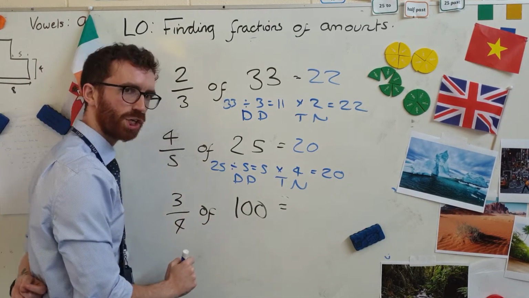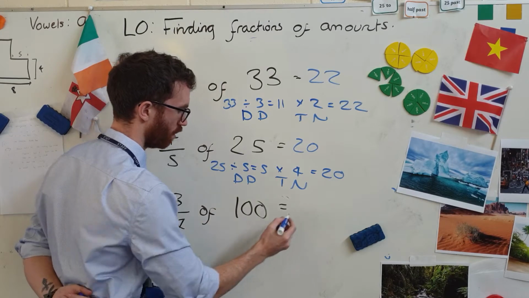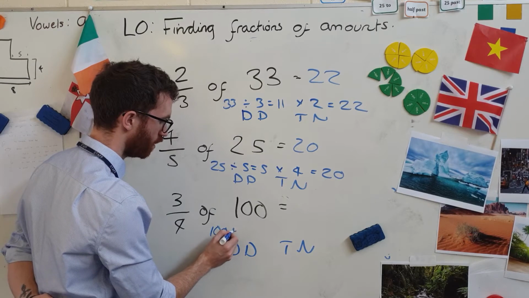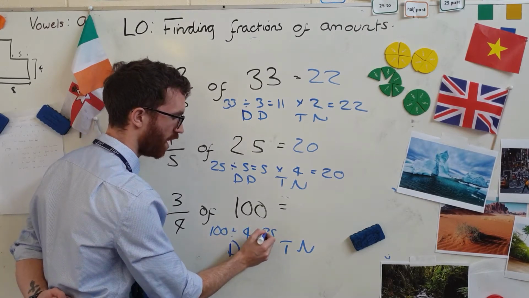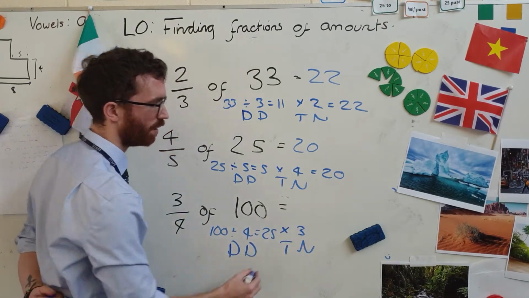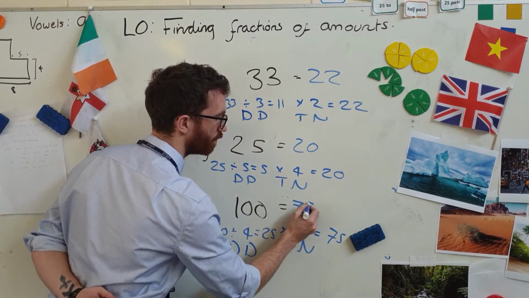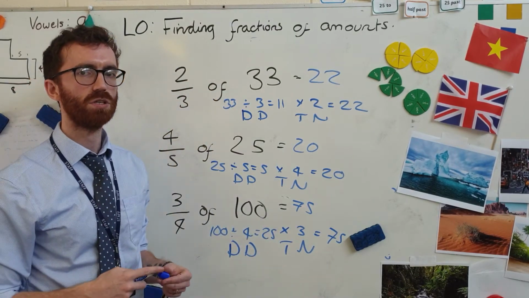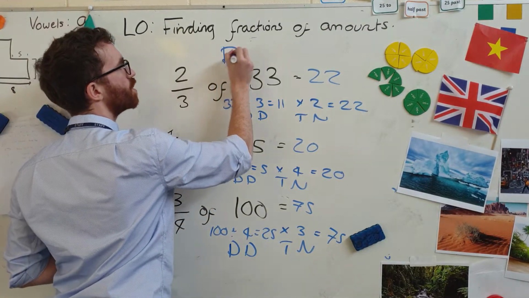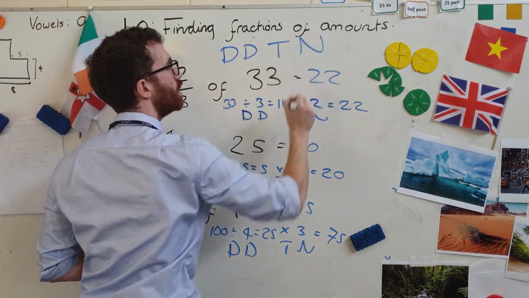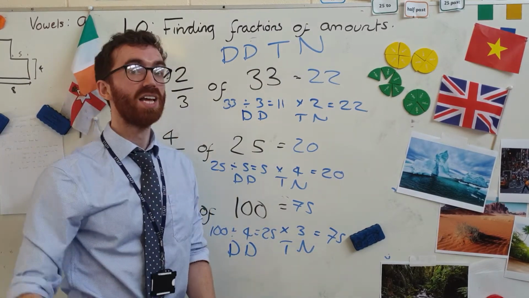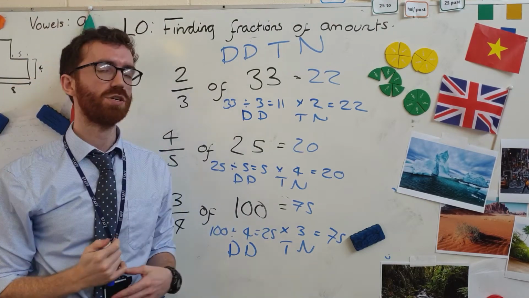3/4 of 100. Let's have a look at this. So, DDTN. So, 100 divided by 4 equals 25. 25 times the numerator, times 3. 25 times 3 equals 75. Okay? Shouldn't have been too tricky. So, this is the method. This is what you need to remember when you're finding fractions of amounts. DDTN. Doesn't matter what fraction you're finding, you always divide by the denominator, the denominator at the bottom, times by the numerator at the top, and you will find the answer.